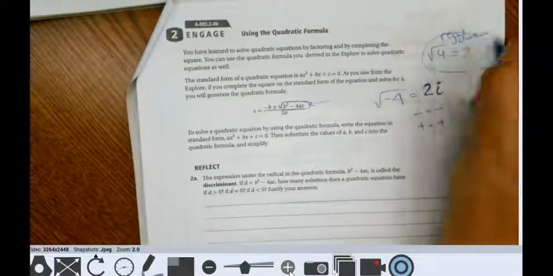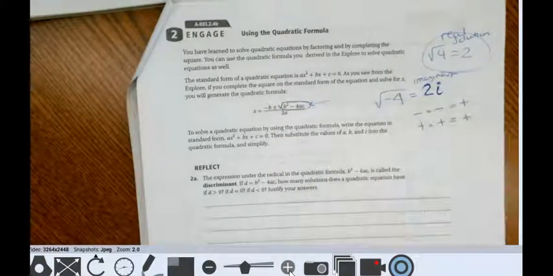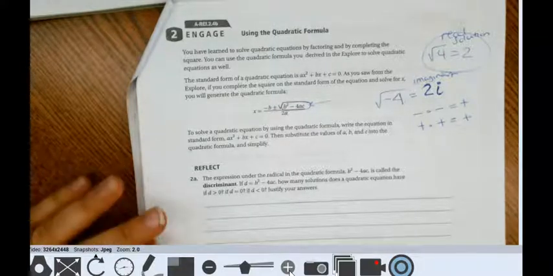This is imaginary. So in Algebra 1, we don't really deal in the world of imaginaries, so we just say no solution. Okay, in Algebra 1, if your discriminant is negative, it's just no solution. When you get into Algebra 2, you're going to deal with your real versus your imaginary solutions. But right now, no solution.